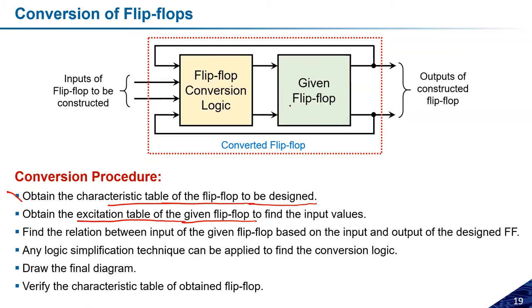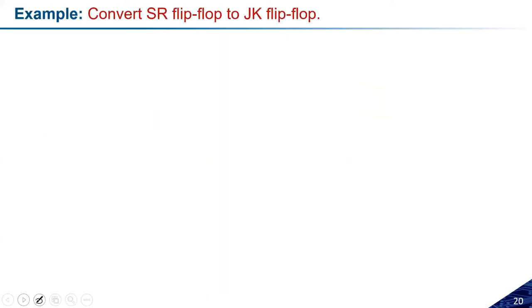So if I want to make SR to D, what it means? SR is already given. So here the SR latch should be here. So this should be SR, and for SR I have to come up with the excitation table, and I should know the characteristic table for the D flip-flop. So this is the process that I have to consider. Let us take an example and maybe you will be able to understand what is happening. Let us consider one example: convert the SR flip-flop to JK flip-flop.